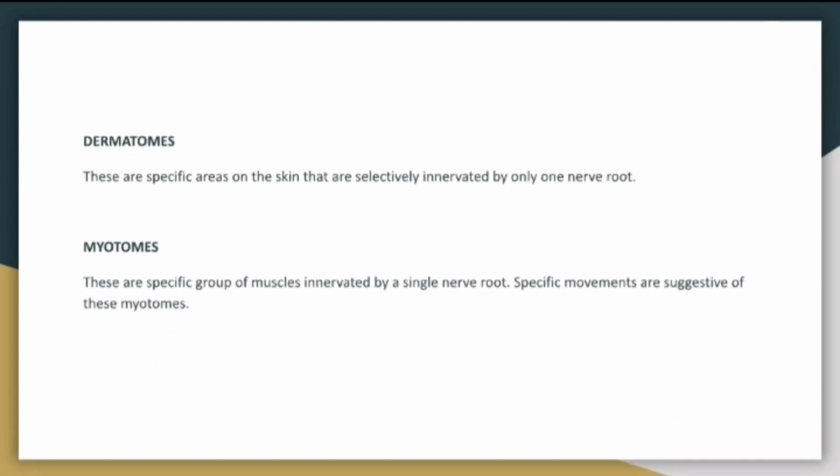There are two terms you should know in this topic, dermatomes and myotomes. Specific areas on the skin that are selectively innervated by only one nerve root are called dermatomes. The group of muscles innervated by a single nerve root are called myotomes. Specific movements are suggestive of these myotomes.